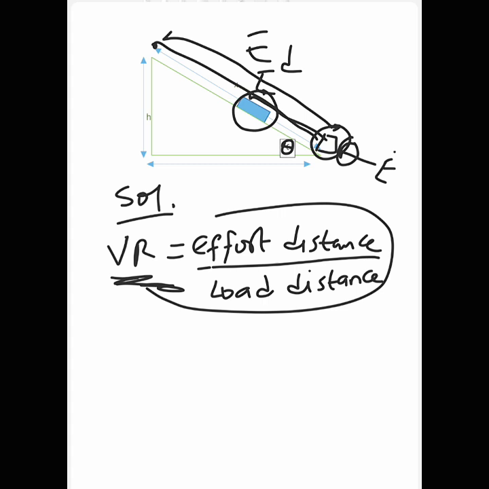So if the load was here, let's trace it like this. So the load was here. At the end of everything, the load gets here. So the load has actually traveled a vertical distance, which is equal to h according to this diagram. So the distance moved by the load is what we call the load distance. So I will call this the load distance, LD.